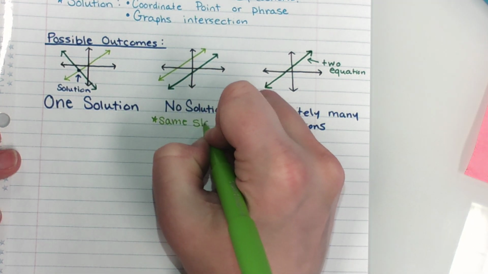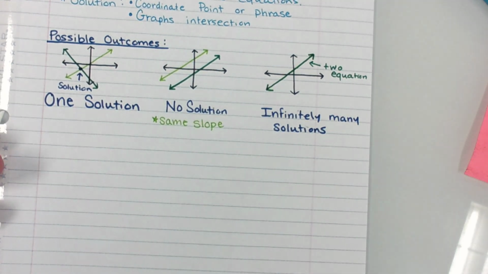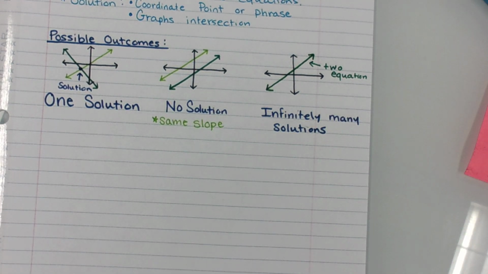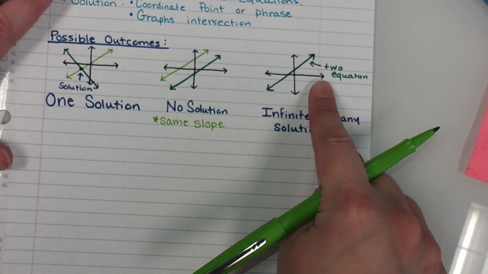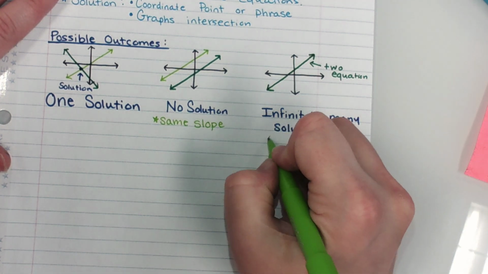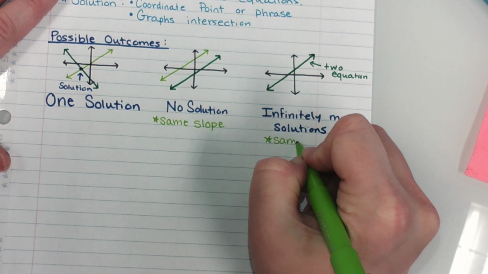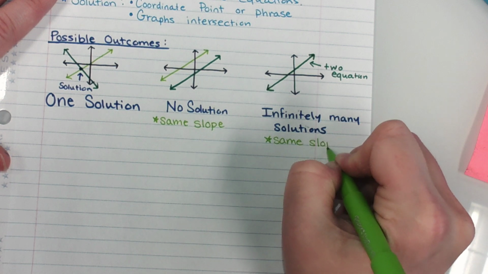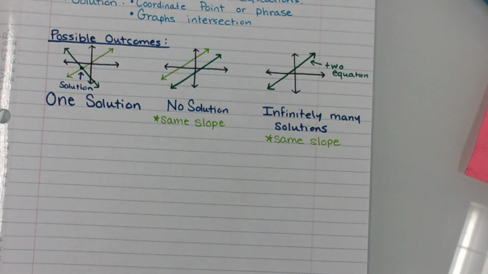But there's one other key that is necessary for that. Because in all actuality, if these two equations are the same line, won't they also have the same slope? So both of these situations will have the same slope. If you have the same slope, you'll either have no solution or infinitely many solutions. Those are the phrases, by the way.